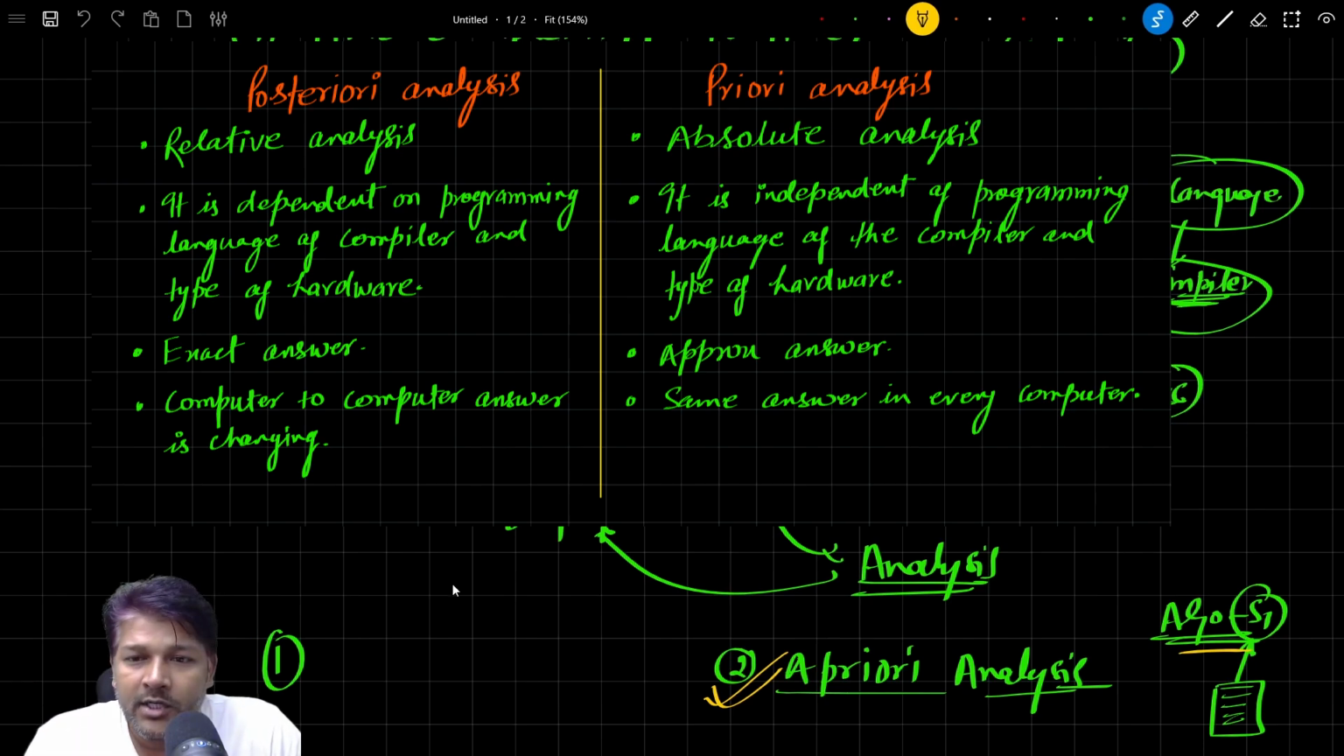So posteriori analysis will give you the exact answer, because whatever configurations you have, whatever compiler you are going to use, you are going to measure at the end when you have developed your code, and by running that code you measure your time complexity. So that thing is not useful in the field of computer science. There are some differences between priori analysis and posteriori analysis. I will put them on the screen. Okay.